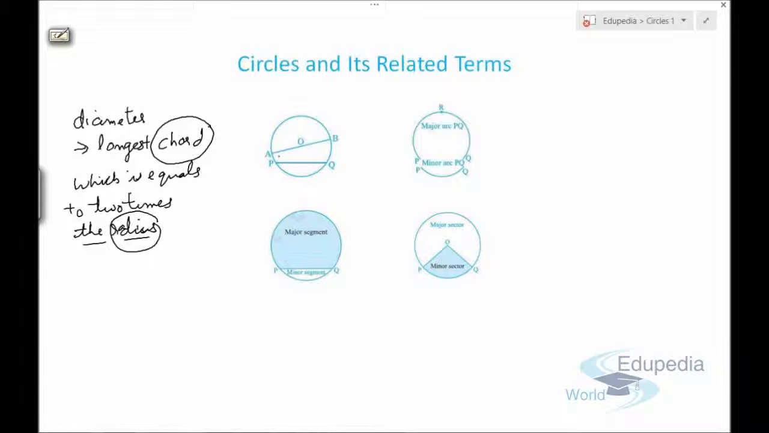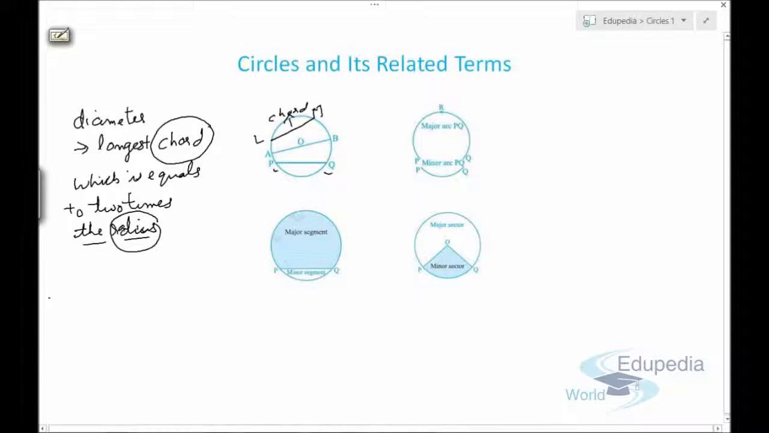A chord is any line that joins 2 points, like this P and Q, which does not necessarily pass through the center. Let's say if we have a line joining L and M, this is also a chord, because this line is not passing through the center of the circle. So this line is a chord.